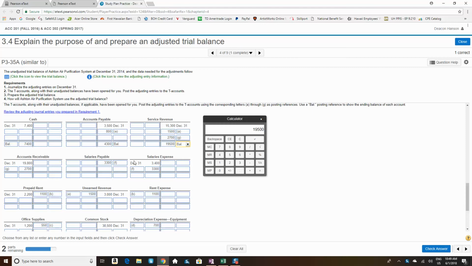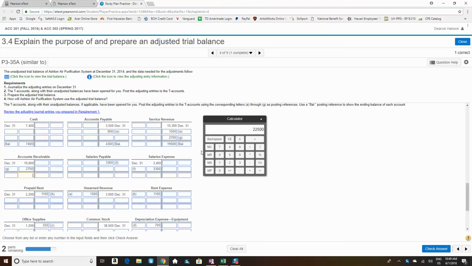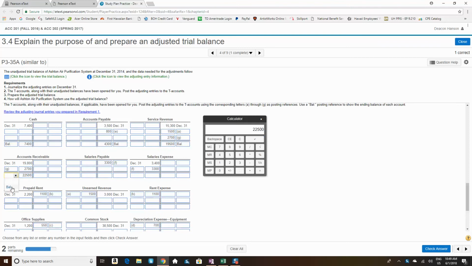Accounts receivable, you got a debit of 19,800 to start. Then there's another debit of 2,700. Okay, so you got a 22,500 balance. Salaries payable, no brainer, just bring it down. There's no additional entry beyond what the original unadjusted balance was, 3,300. Okay, salaries expense, pretty easy, right? You're going to have 6,700, right? You're just adding the beginning balance and any adjustment.